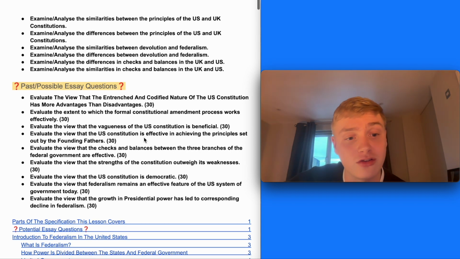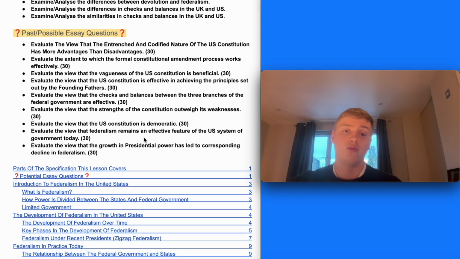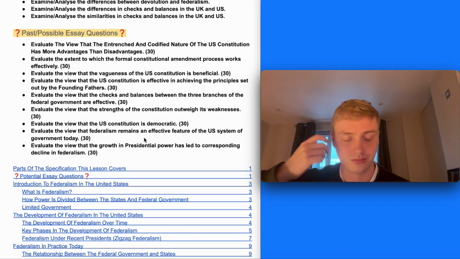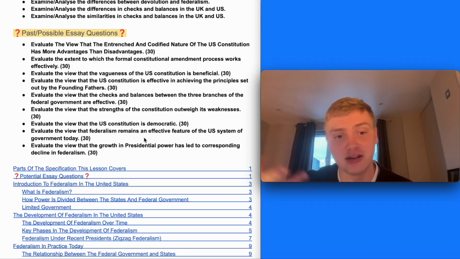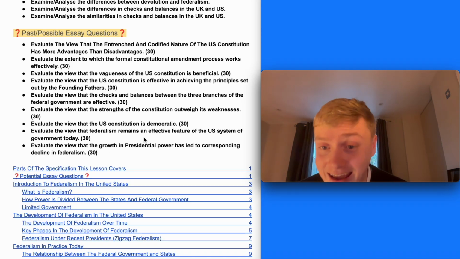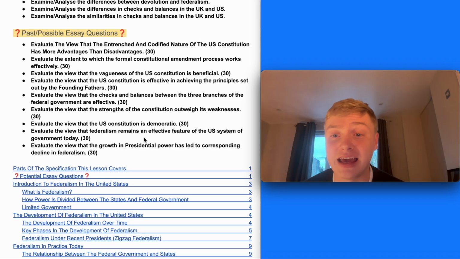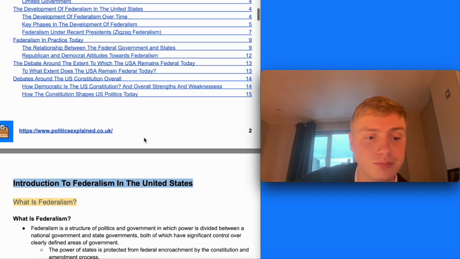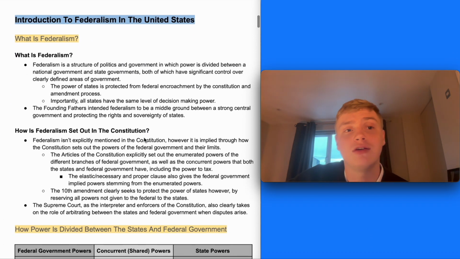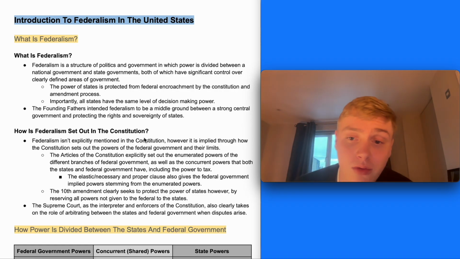Also got the extent to which the US Constitution is democratic, and one specifically on federalism, and how effectively federalism is maintained today, and how effectively state power is protected today by the Constitution. So, starting off, we're going to have a look at an introduction to federalism. So firstly, what is federalism?